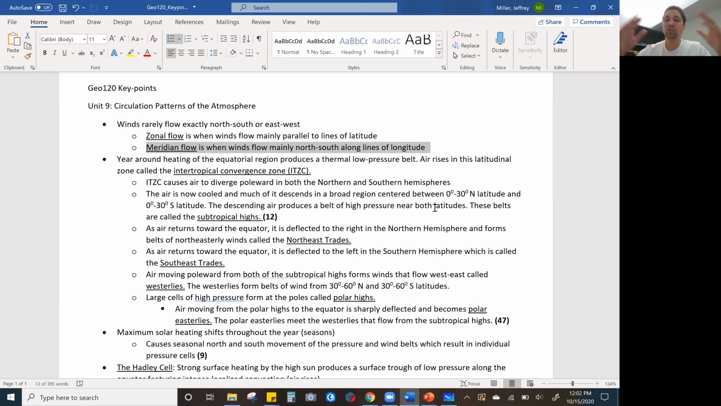But again, this is a general overarching saying, and winds hardly ever flow in straight lines. A zonal flow would be something like a wave, and a meridional flow something like this, vertical. That's the gist of it.